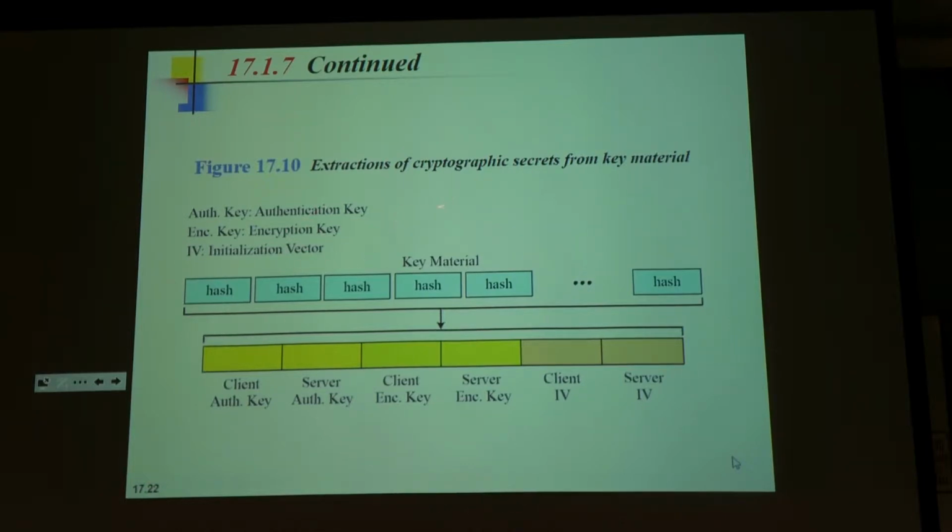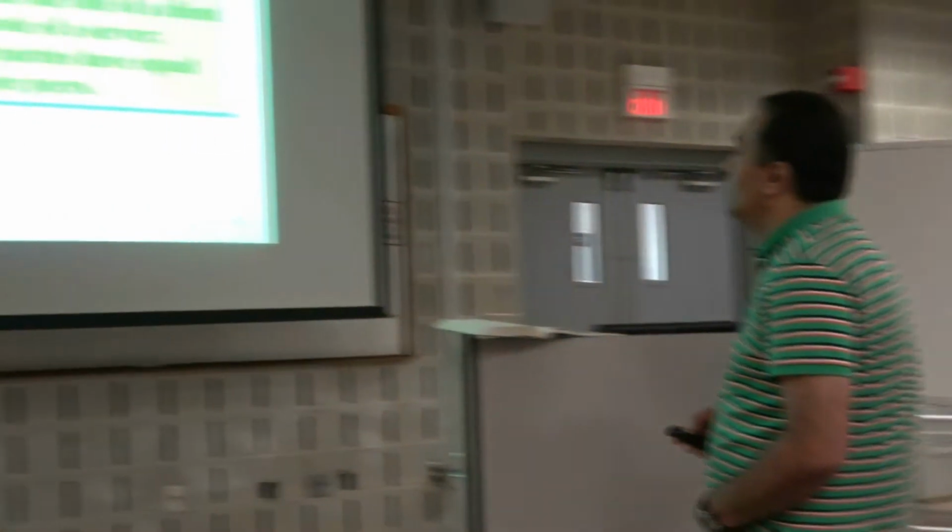So extraction of cryptographic secrets from the key material. You have authentication key, which is for authentication. You have encryption key, and you have the IV initialization vector. So this is the key material created in here. So client authentication key, server authentication key, client encryption key, server encryption key, client IV, server IV. These are the 6 values that need to be exchanged or generated for all the communication. Alright?